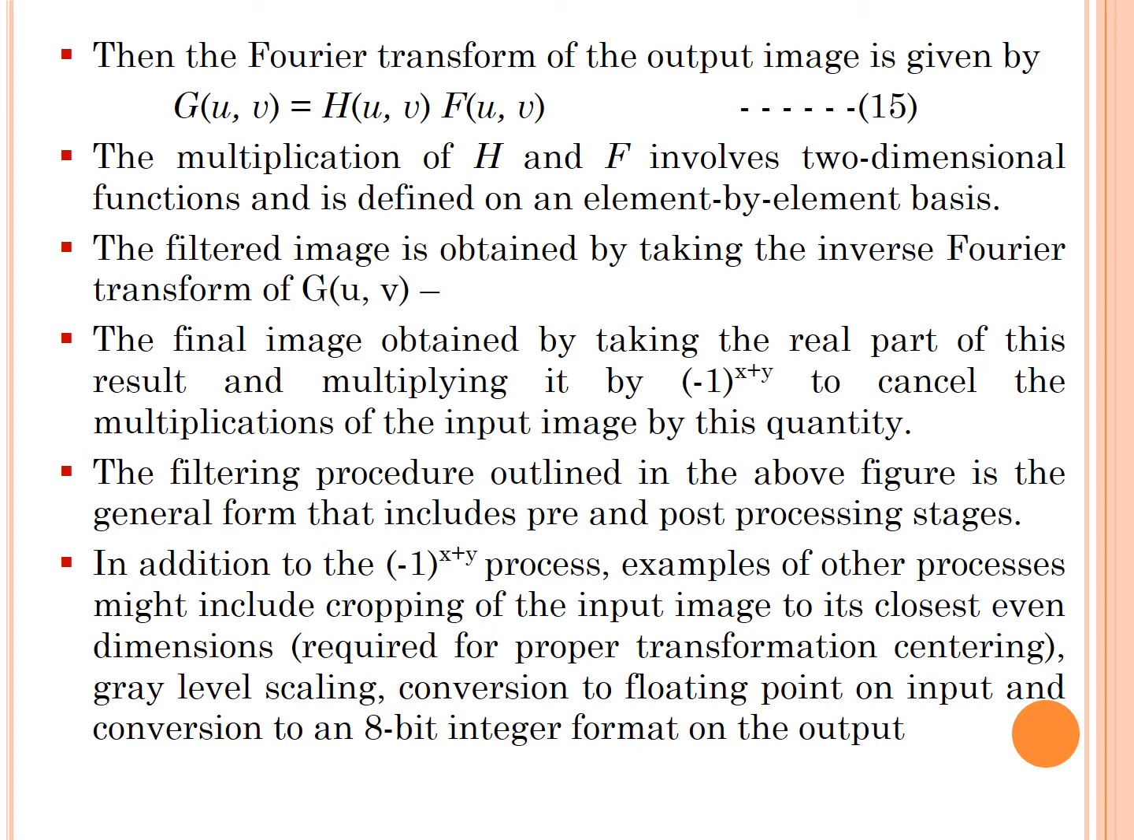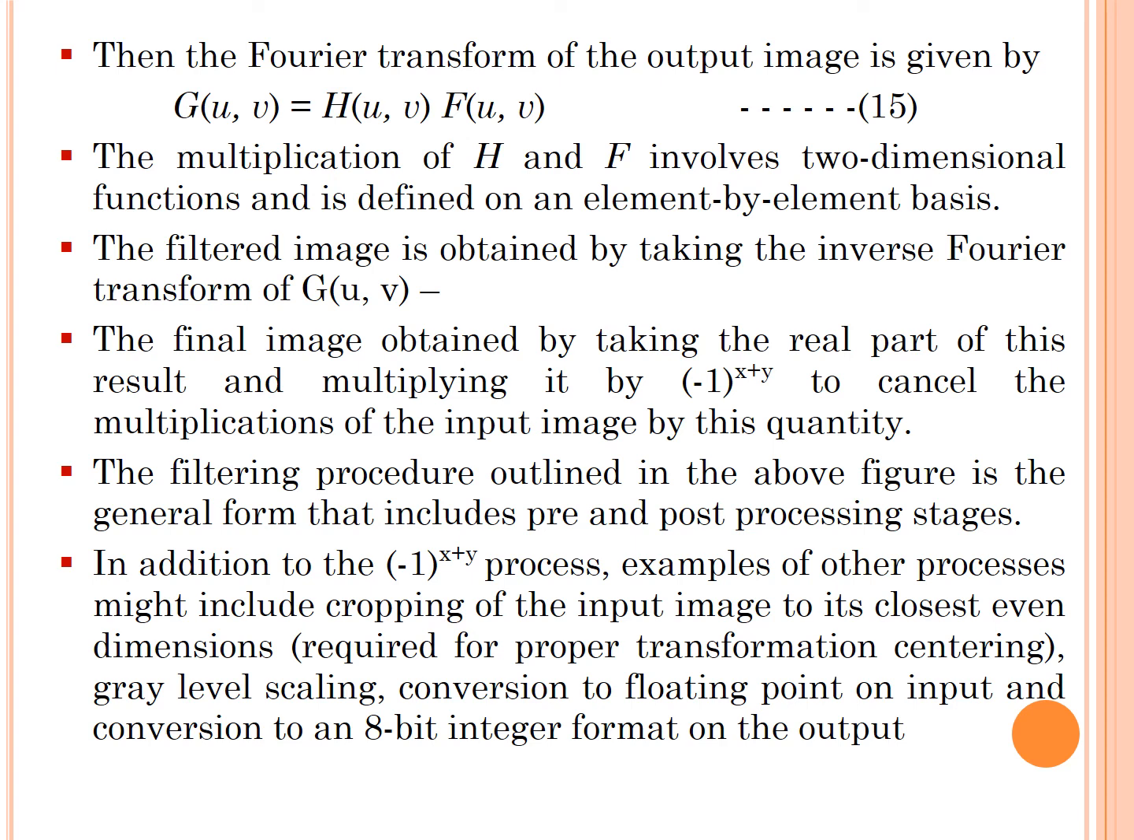Then the Fourier transform of the output image is given by G(u,v) = H(u,v) F(u,v). The multiplication of H and F involves two-dimensional functions and is defined on an element by element basis. The filtered image is obtained by taking the inverse Fourier transform of G(u,v). The final image is obtained by taking the real part of this result and multiplying it by (-1)^(x+y) to cancel the multiplication of the input image by this quantity.